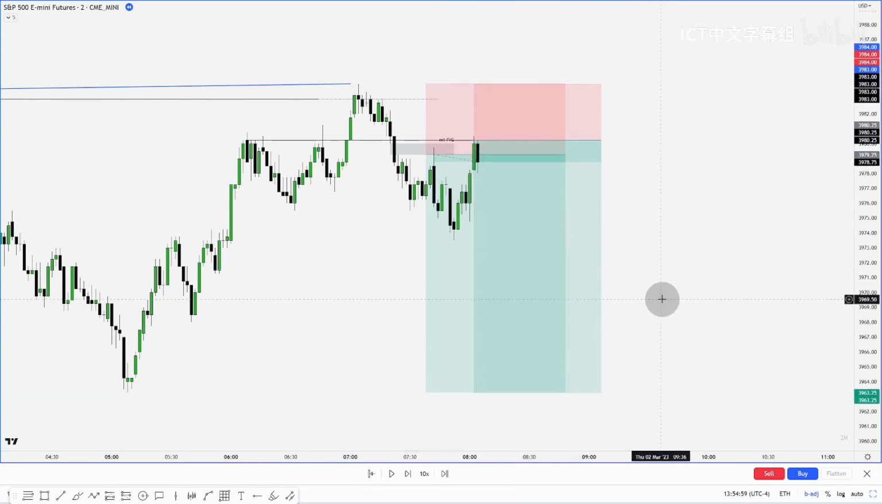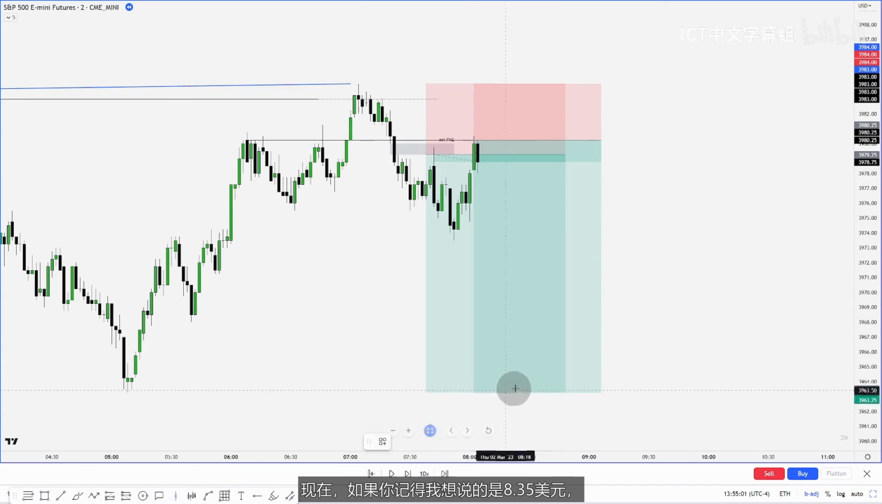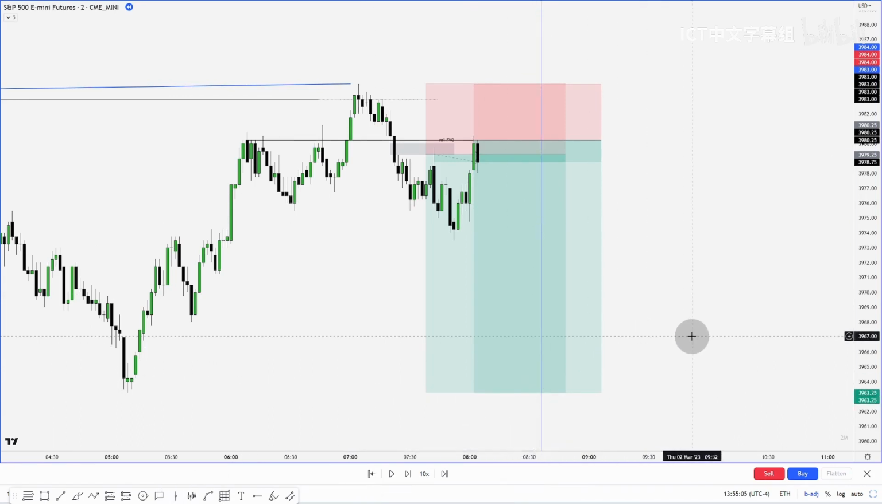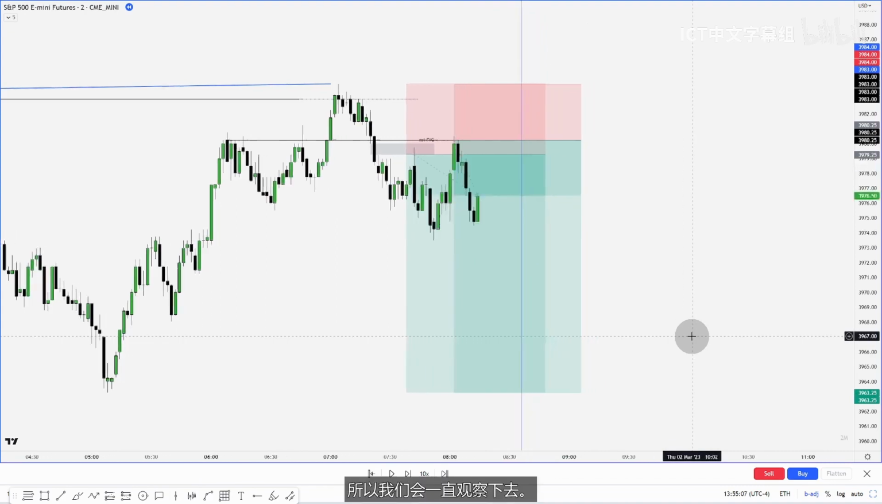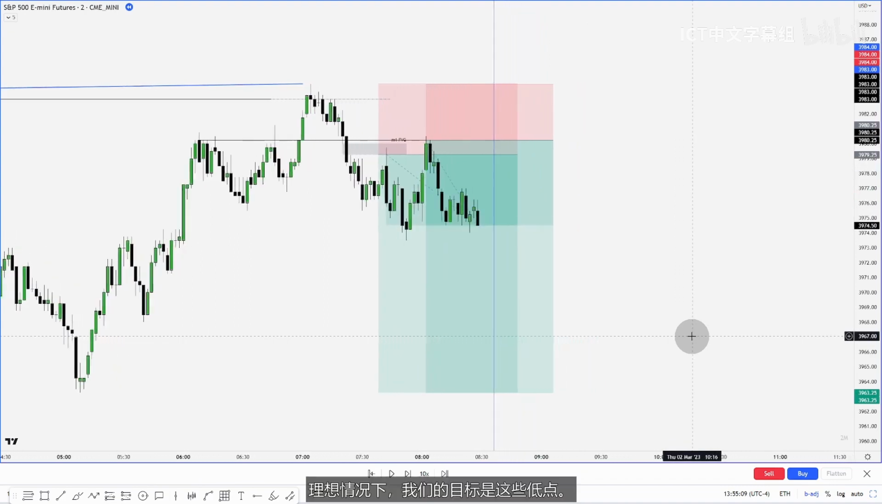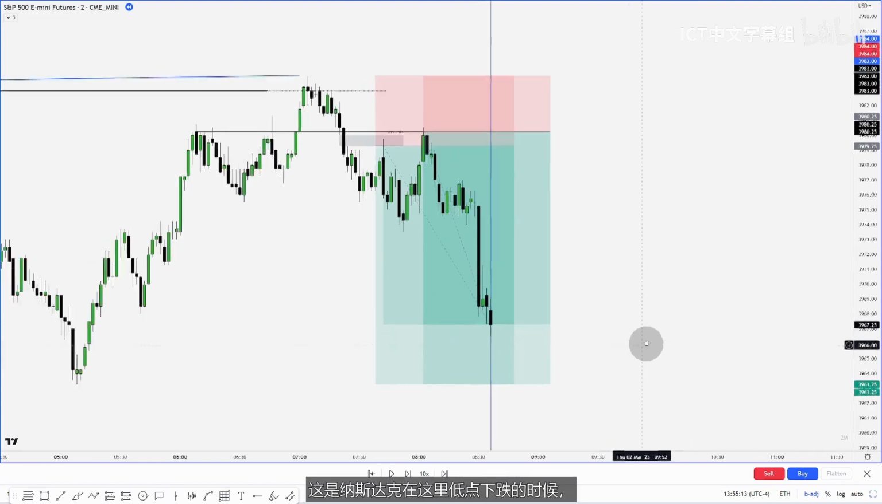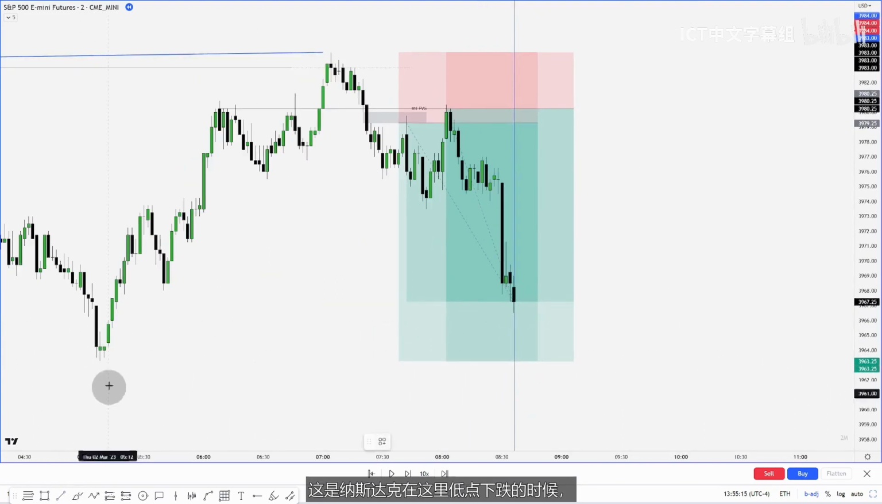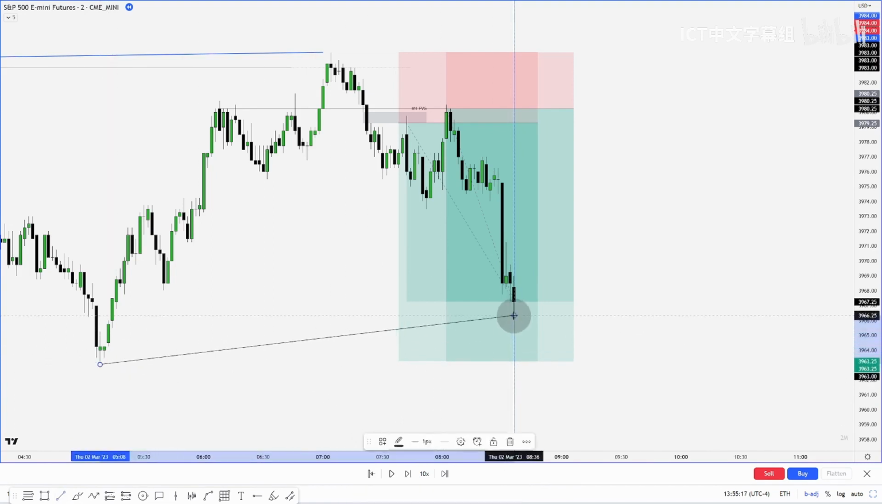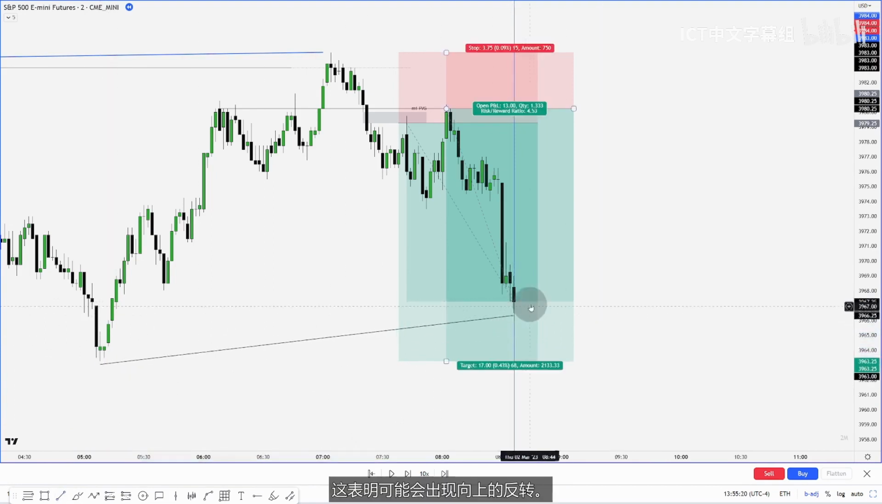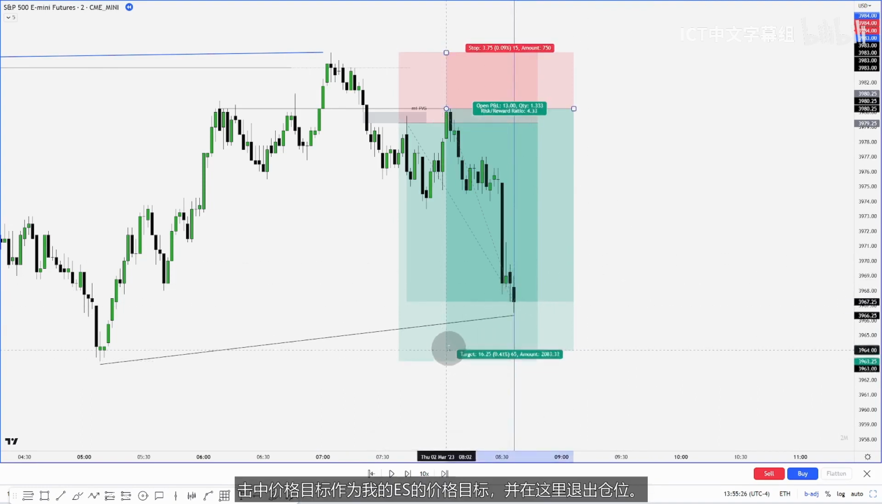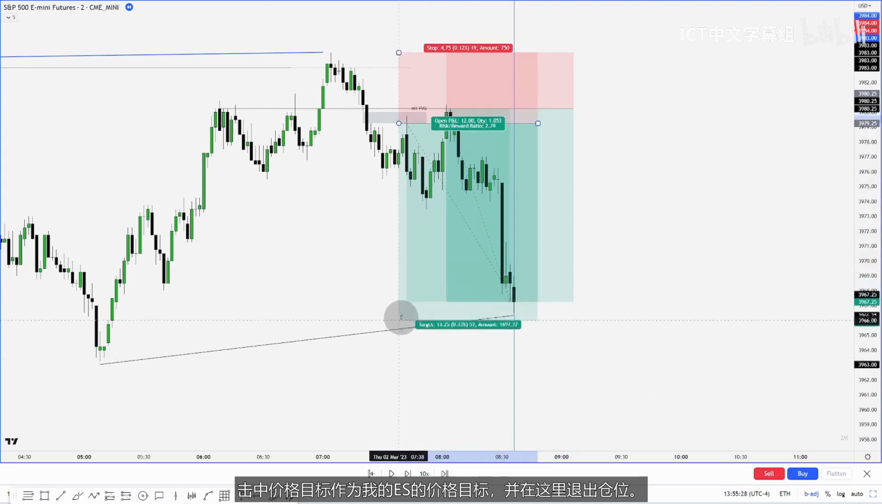So if we wanted to see that, it would look something like this, right? Now, if you remember, what I wanted to say was at 8:35, NASDAQ took those lows, right? So right in here. So we'll watch until then. Ideally we are targeting those lows down here. But if you notice, this is when NASDAQ takes these lows down here, which creates an SMT. This indicates a possible reversal to the upside. And so sometimes I will use NASDAQ hitting price targets as my price target for ES and exit the position in here.